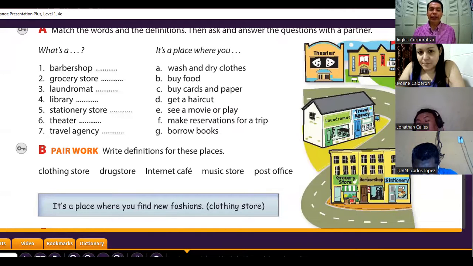Les dejo aquí esta pantalla porque vamos a trabajar un poquito en eso, ¿sí? Mientras yo me voy a otras pantallas. ¿Siguen viendo el libro, verdad? Vale, okay, entonces déjenme ahorita, lo voy a dejar unos segunditos en lo que abro aquí esta pantalla. Okay.